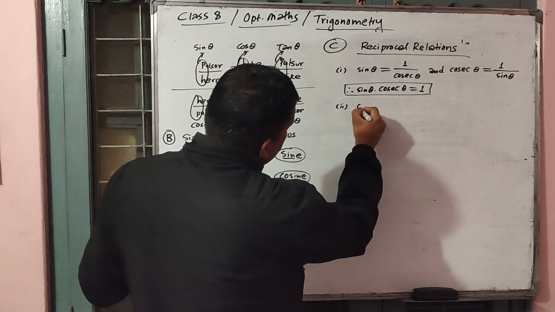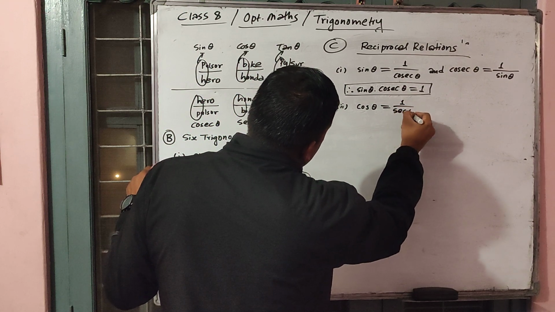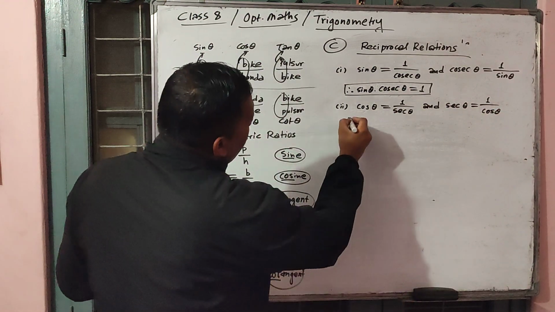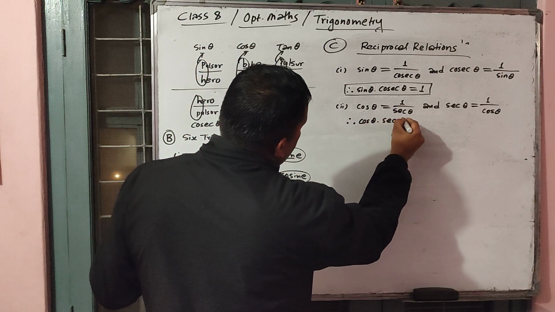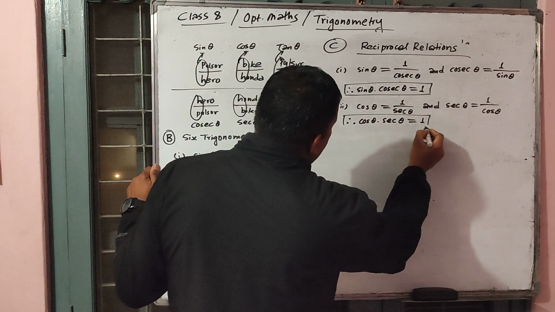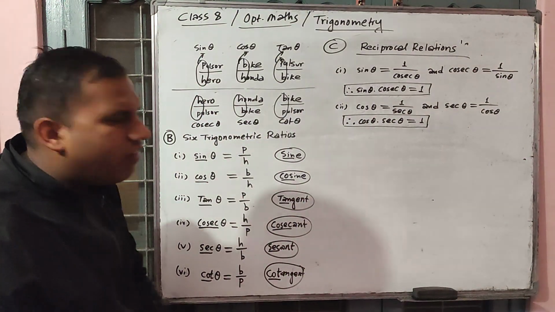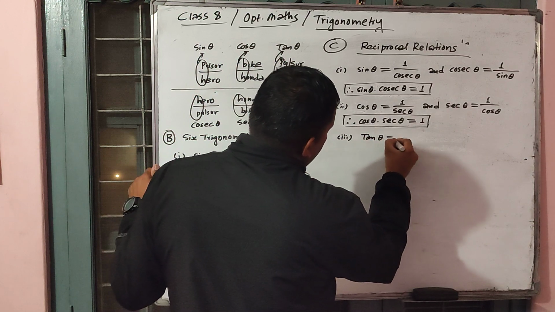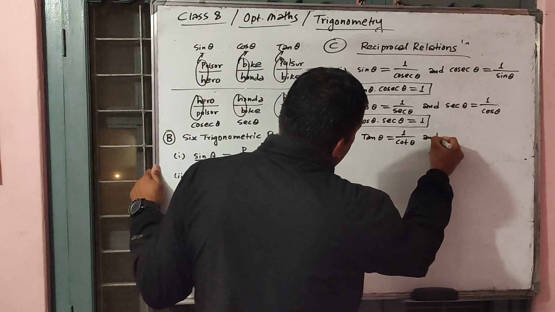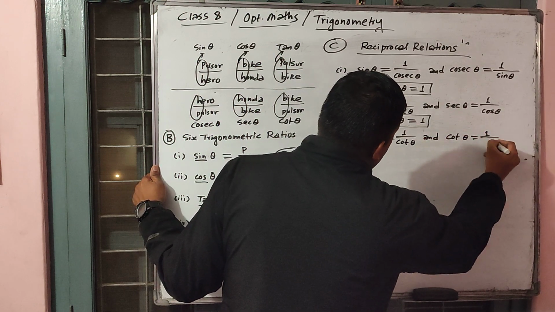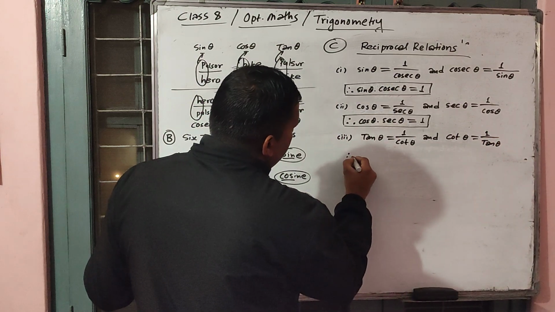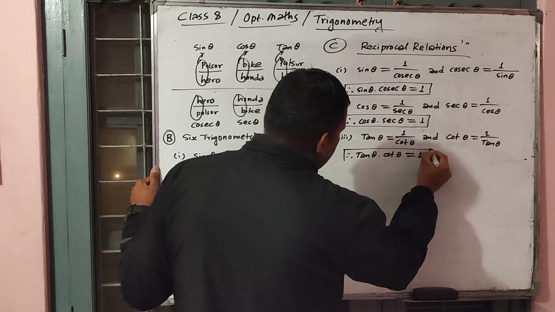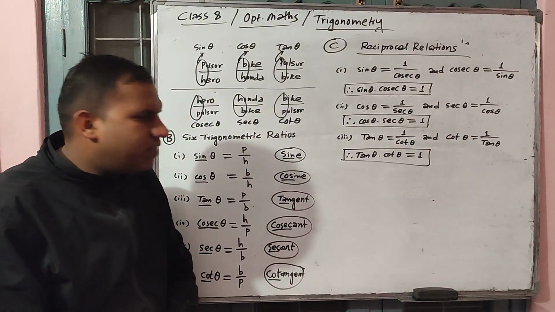Similarly, number 2, cos theta equal to 1 by sec theta, and sec theta equal to 1 by cos theta. Therefore, cos theta dot sec theta equal to 1. Here, cos and sec are reciprocals of each other. Number 3, tan theta equal to 1 by cot theta, and cot theta equal to 1 by tan theta. Therefore, tan theta dot cot theta equal to 1. Here, tan theta and cot theta are reciprocals of each other.